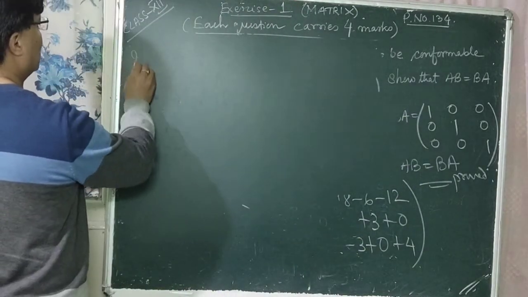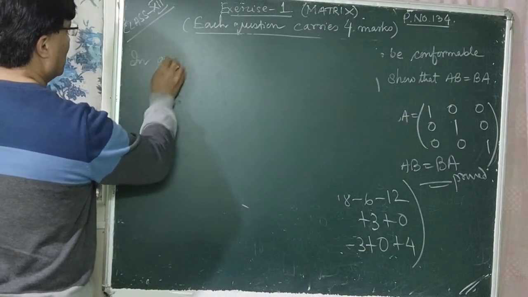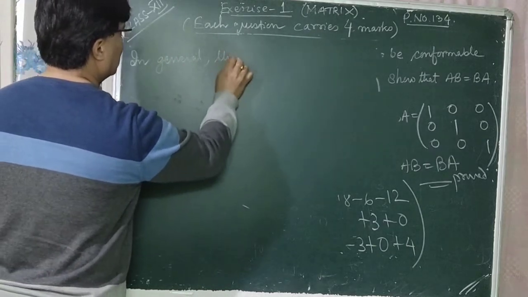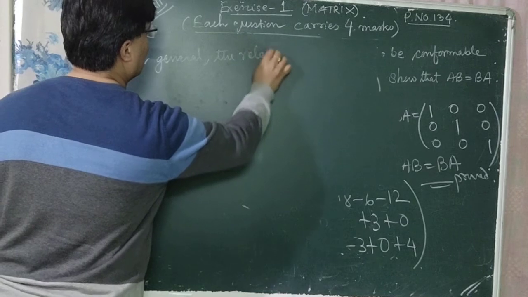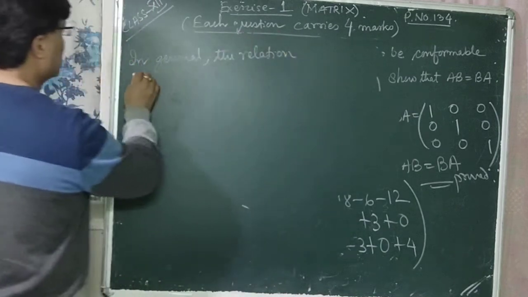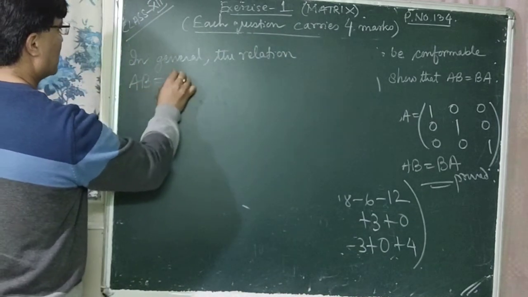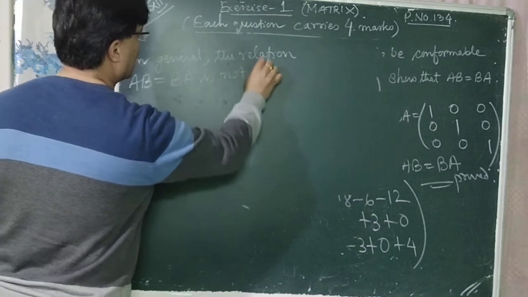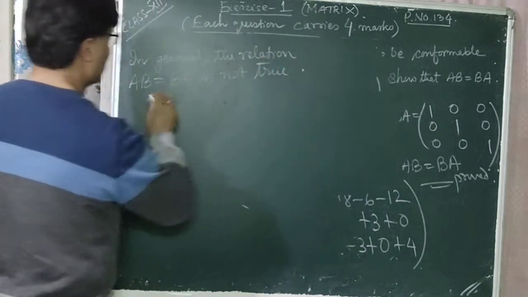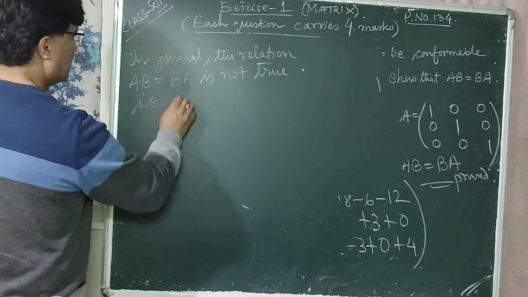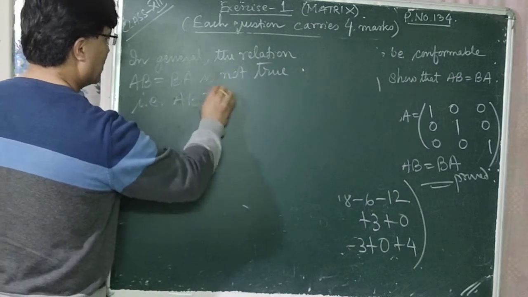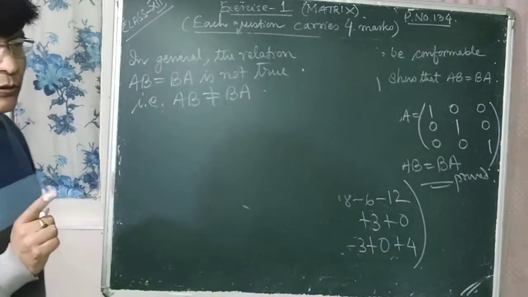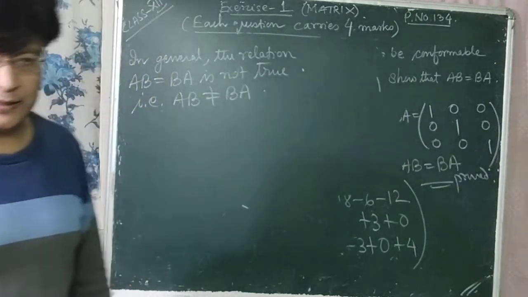In general, the relation AB is equal to BA is not true. That is, AB not equal to BA. Now you have to give an example to prove it.